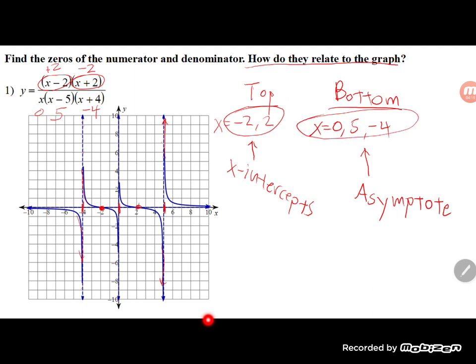So they're these spikes with dotted lines that define where the graph cannot be, and the graph spikes upwards or downwards when it approaches it, as we can see on various parts where there are asymptotes. And where are they located again? Just at these zeros of the bottom. Okay, let's go ahead and look at the next one.